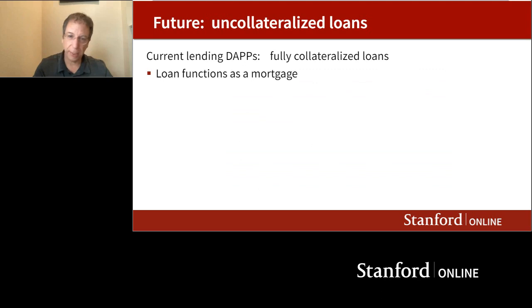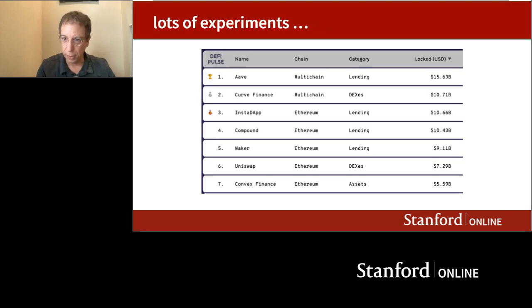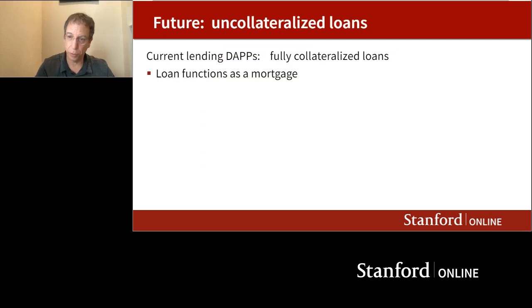Okay, so I guess, again, there were a couple of topics that I wanted to talk about. But before we get to those topics, I did want to mention the lending space. As you can see in this picture, many of the top projects are actually lending projects that will lend people crypto funds. The issue is that currently most of these lending projects are basically issuing what are called fully collateralized loans. So you have to provide some collateral, and then you can take a loan against that collateral. It functions very much like a mortgage, where someone can take a loan using their house as collateral.